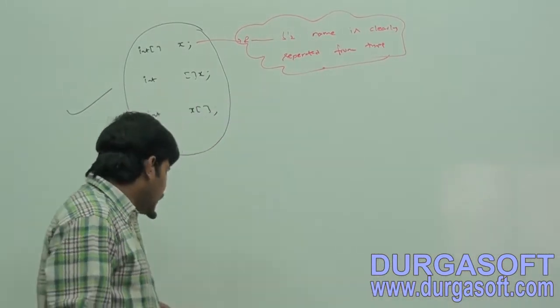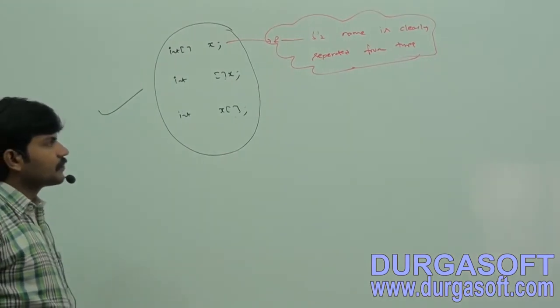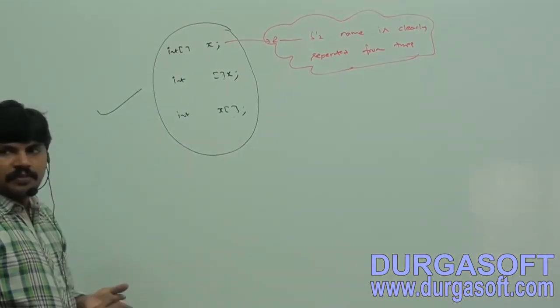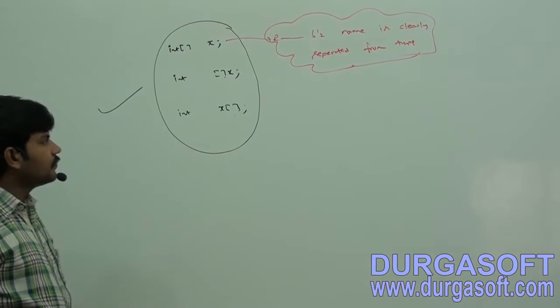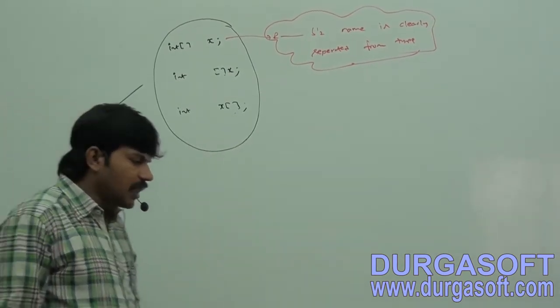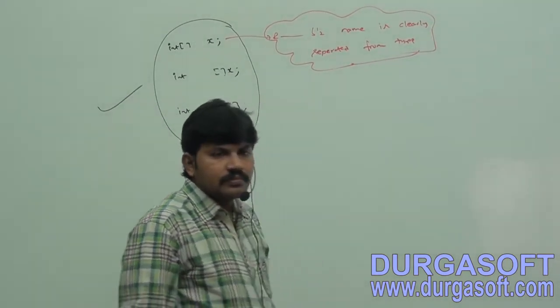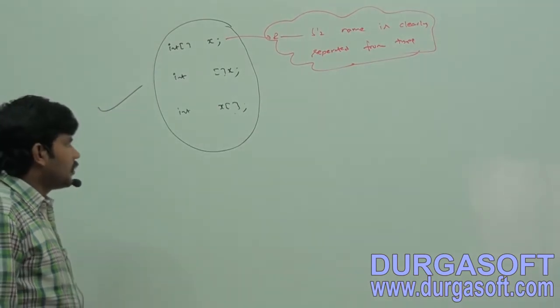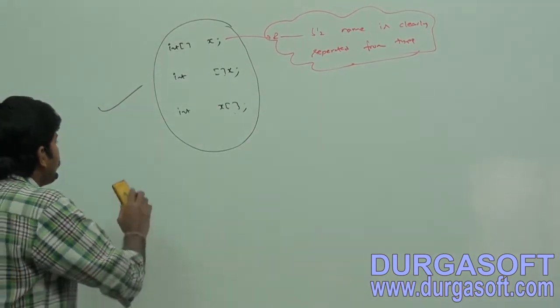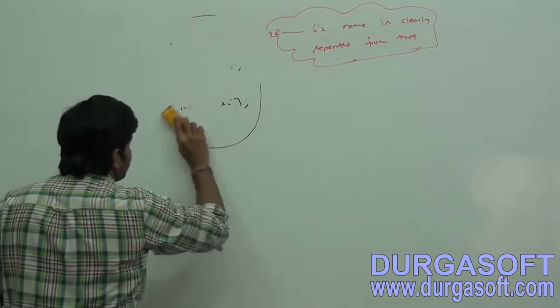Name is clearly separated from type. Are you getting the points right? Okay. Name is clearly separated from type. Okay, so make sure. This is one dimensional array declaration.